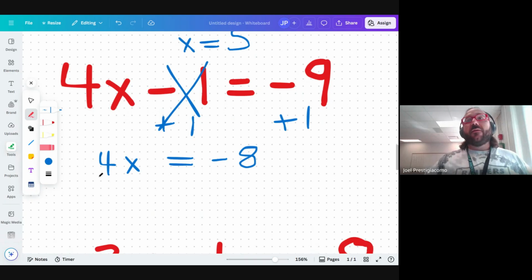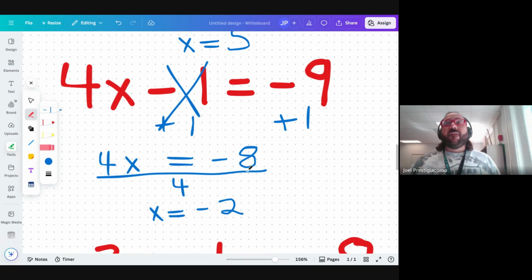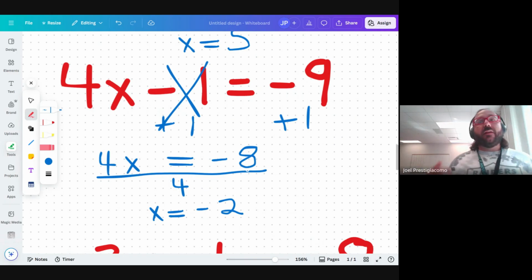Then we have 4x over negative 8, and we're going to divide both sides by 4 and get x equals negative 2, right? So if I know 8 over 4 is 2, negative 8 over 4 is negative 2, right? The negative just kind of rides along with it. So that's where we get our solution here.